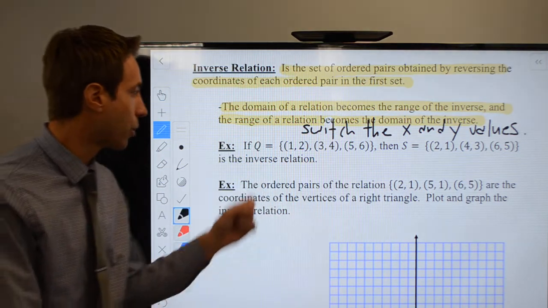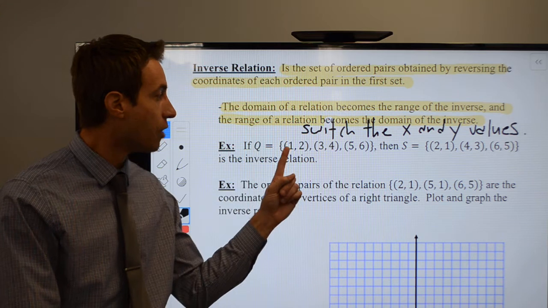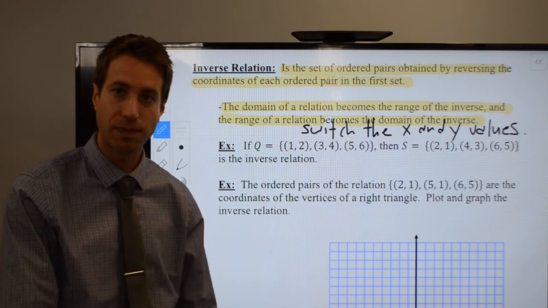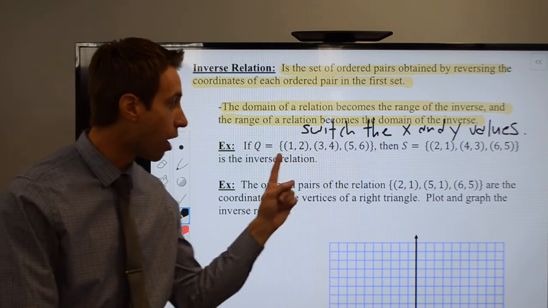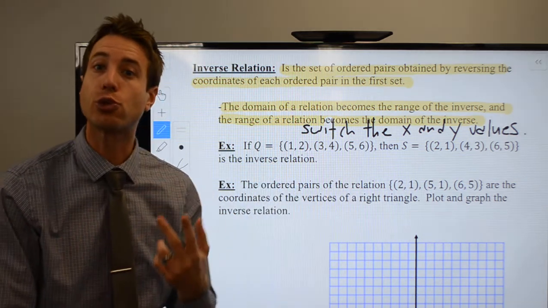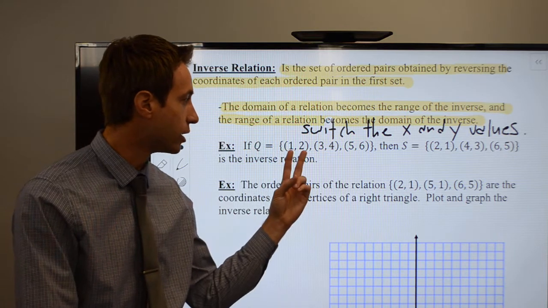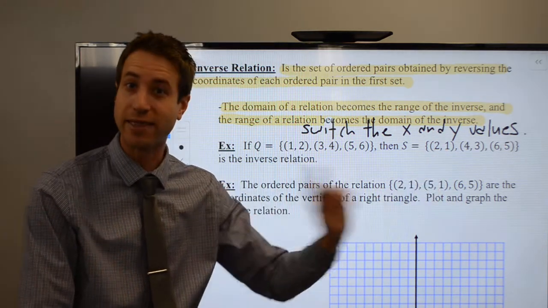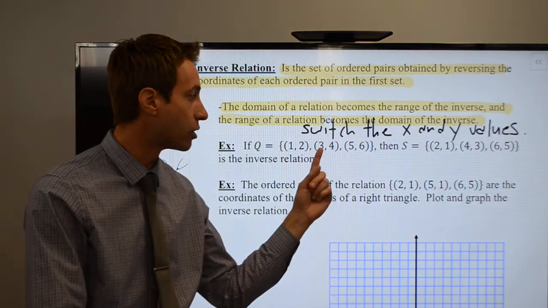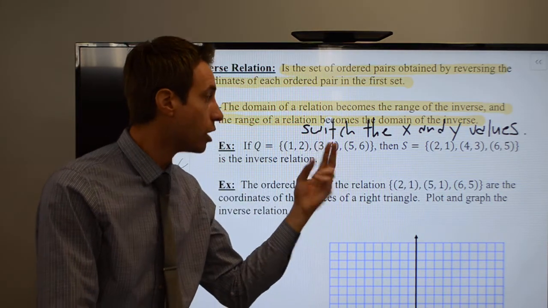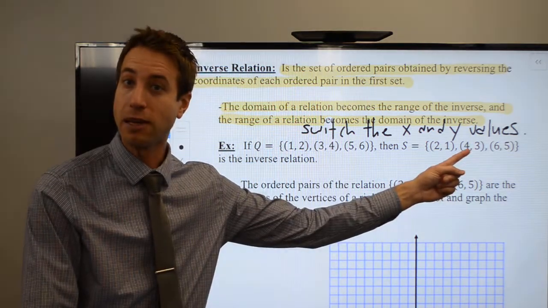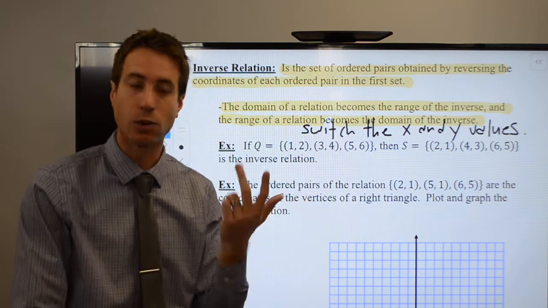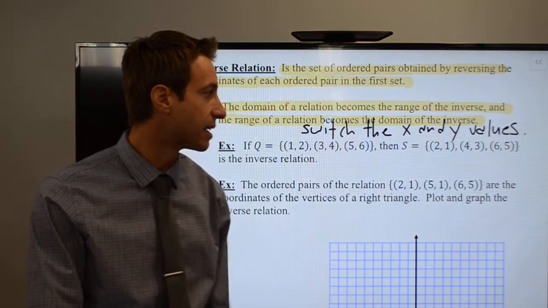So here's a great example. Q is equal to the coordinates (1, 2), (3, 4), (5, 6). To find the inverse of this relation, you just switch the x and y values. So the 1 and 2 switch places, and in the inverse relation it's (2, 1), right? They just switch places. My next ordered pair is (3, 4). To find the inverse, you switch places, so the inverse would be (4, 3). I have the point (5, 6). To find the inverse, the x and y switch places, and I get (6, 5).